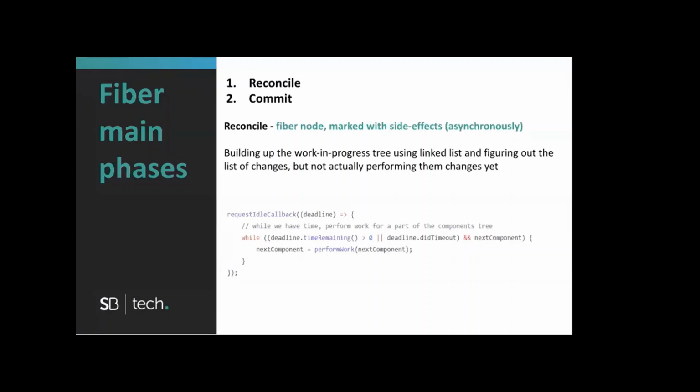In the reconcile phase, Fiber nodes are marked with side effects. Whatever changes need to be made will be marked, and the update will happen on the work in progress tree, which takes place in the reconcile phase.